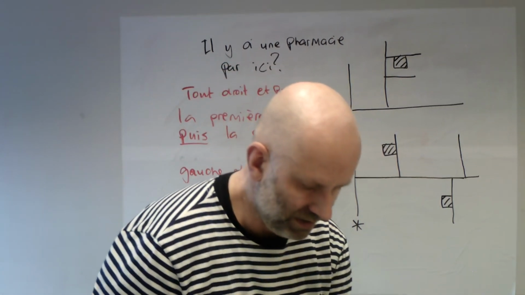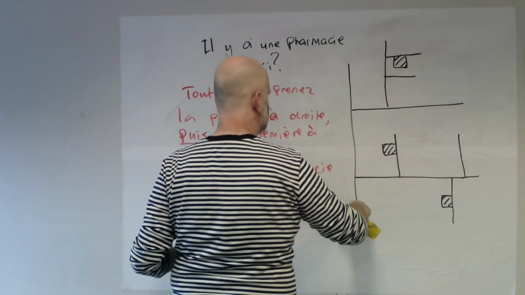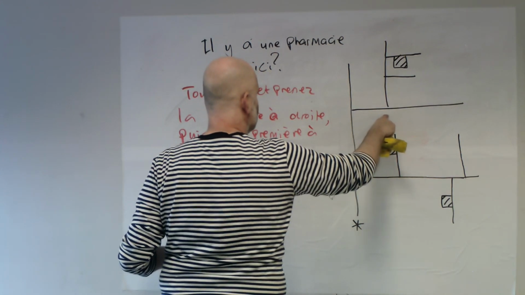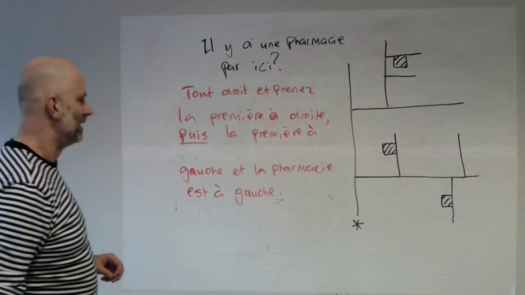Okay, so, slightly more complicated one this time to get to here, so it goes straight on, take the second right, and the first left, and the second right, and the chemist is on the right.